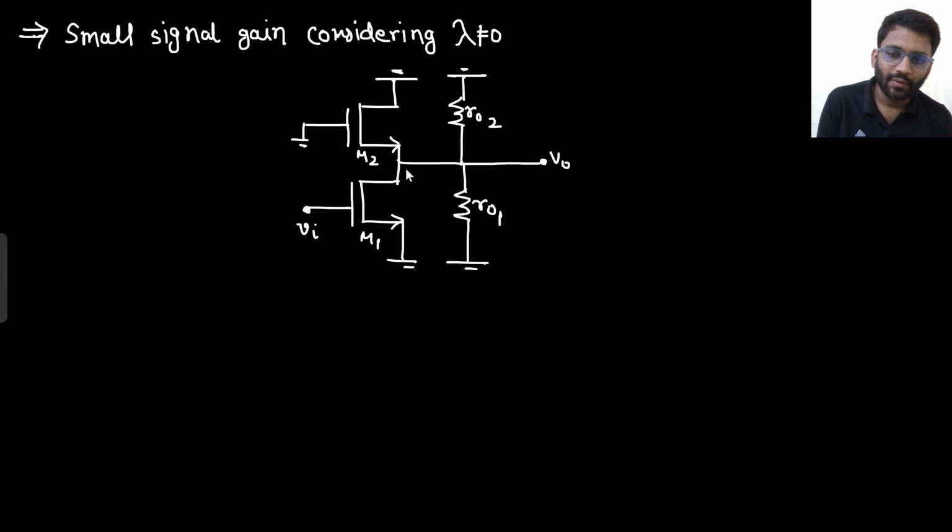Now tell me one thing, what is the resistance you see from here in upward direction? Okay, let's not go by resistance. Okay, this is V0. What is the current in upward direction? gm V0.